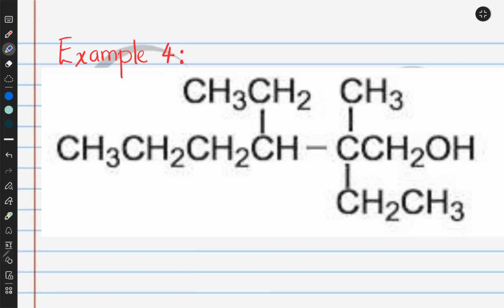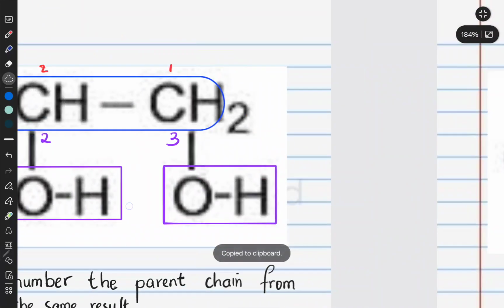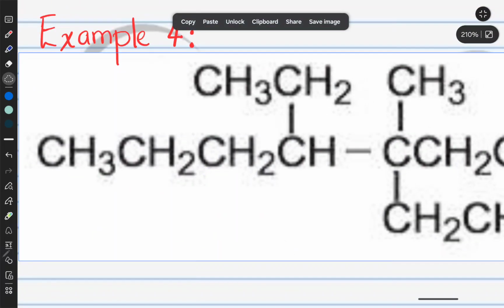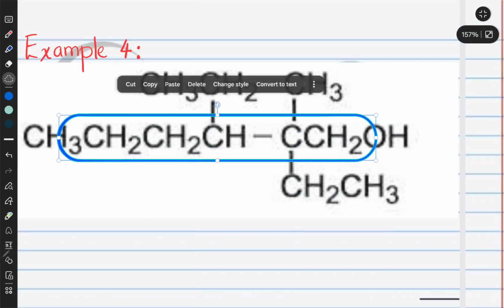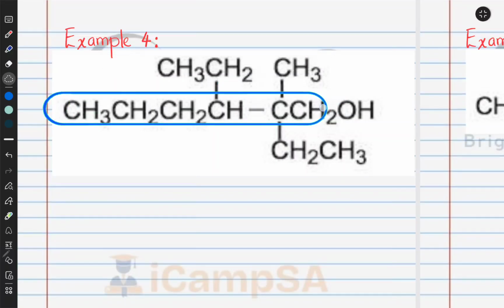Okay, what if we start here? 1, 2, 3, 4, 5. Okay, this one won't work, it's not the longest. What if we start here? 1, 2, 3, 4. This one also won't work. So clearly what we can use is the long one, which is the straight chain, this one. So that's our main chain. So now what we can do is mark our main chain.